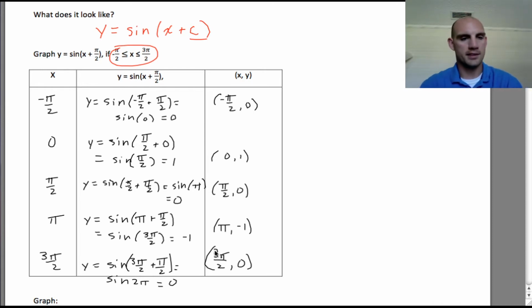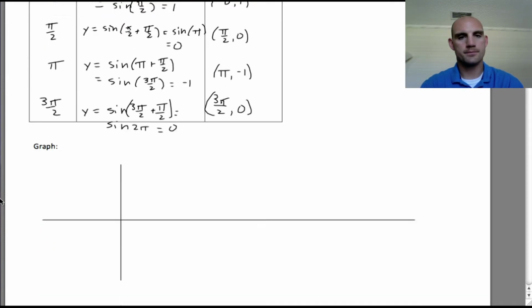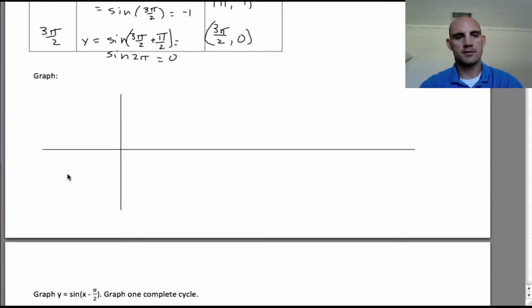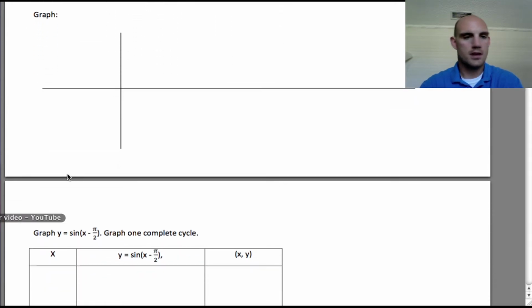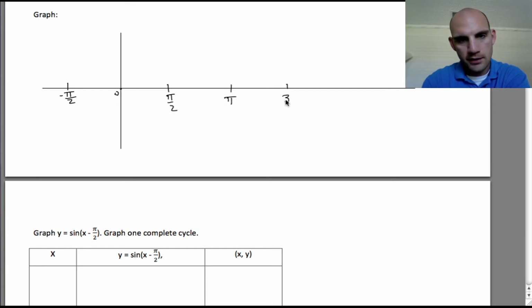And so when I'm graphing this, I'm going to go down just a little bit here. And I'm going to get set to start my graph. And so what I'm going to do first is I'm going to take my increments and put them on here. So they wanted to start at negative pi over 2. That's cool. We can do that. Obviously 0. And pi over 2. We get to pi. And our final increment is 3 pi over 2.